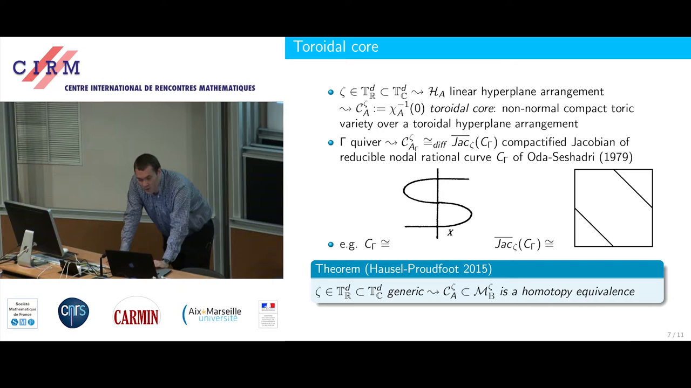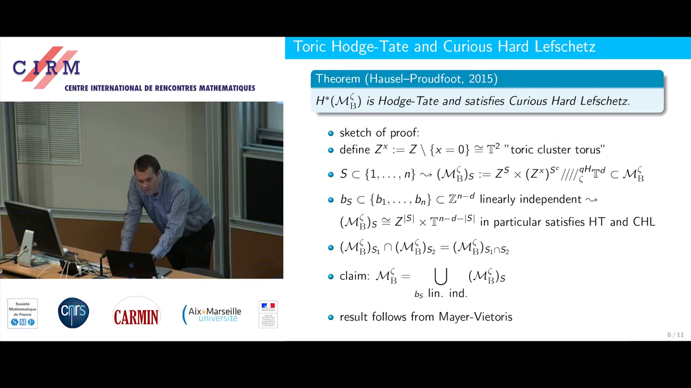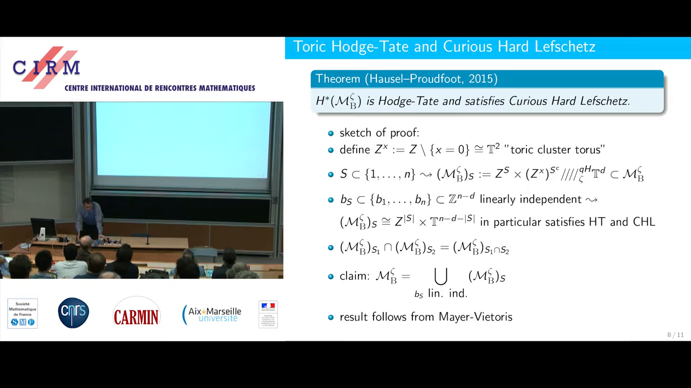And then after this, when we thought a lot about proving this, the structures became cleaner, and suddenly we had a proof of both the toric Hodge-Tate property and, more interestingly, the curious Hard Lefschetz theorem, because I haven't seen an approach for how you would prove curious Hard Lefschetz in general, and here is a very nice approach which we discovered by looking at the combinatorics of these. So the statement now, which is a theorem, is that the cohomology of these toric character varieties is Hodge-Tate and satisfies curious Hard Lefschetz. So I'm going to sketch the proof.